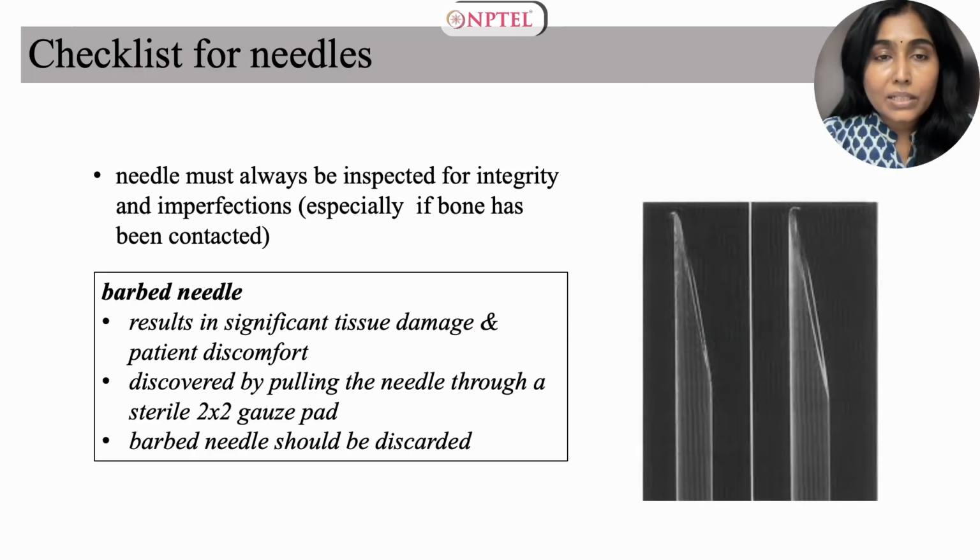Every time a needle is used, one must go through a checklist. A needle must always be inspected for integrity and imperfections, especially if bone has been contacted. One of the most frequent problems is that of a barbed needle. This results in significant tissue damage and patient discomfort. But it can be easily identified by pulling the needle through a sterile gauze pad. And if found, a barbed needle should definitely be discarded.